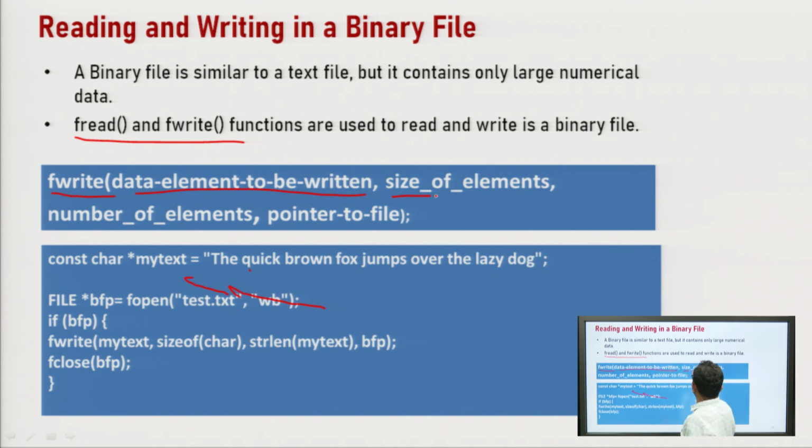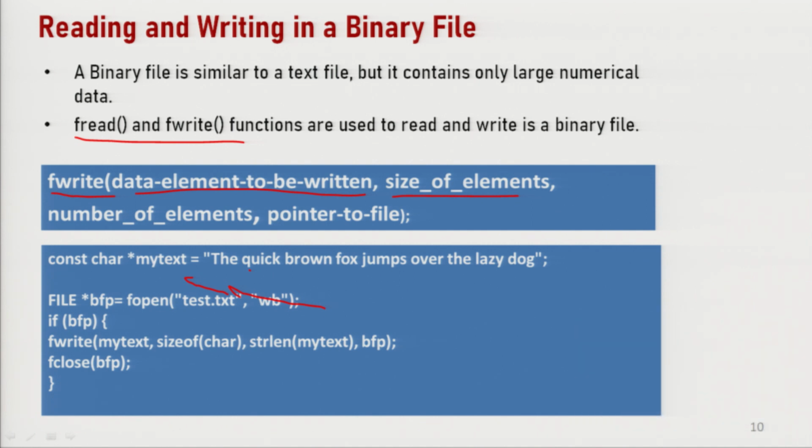Now, the second is the size of each element. Just see here, the size of each element. If you want to write integers, sizeof int will be 4 here. If you want to write float, sizeof float will be 8 here. If you want to write a character, sizeof char will be 1 here. Now, the third argument is the number of elements. If you write 1000 integers, that number will be passed here. And the last is the pointer to the file, which is the file we want to write something into. That particular file pointer variable will be passed here.